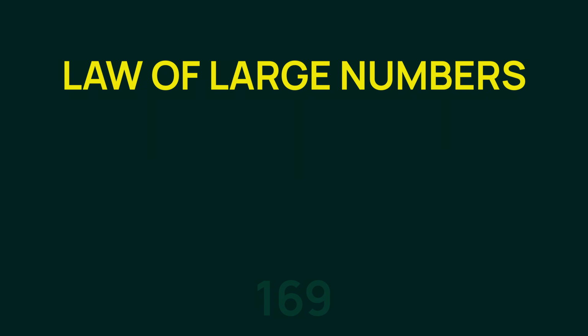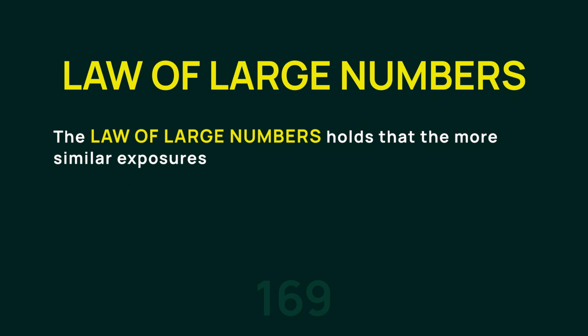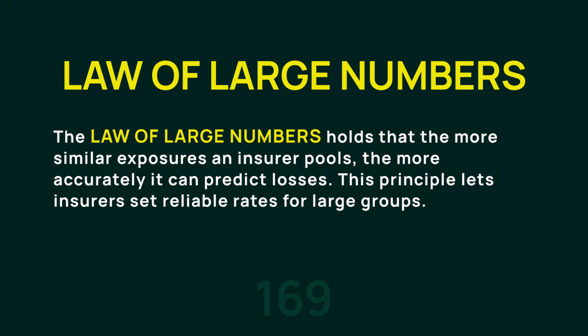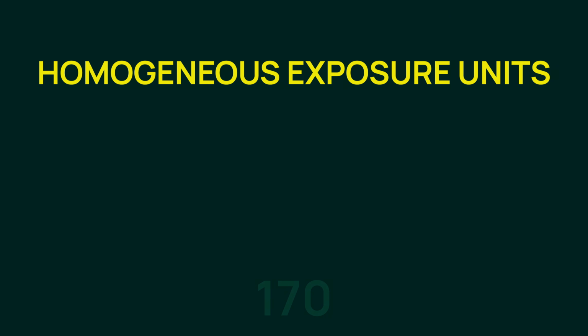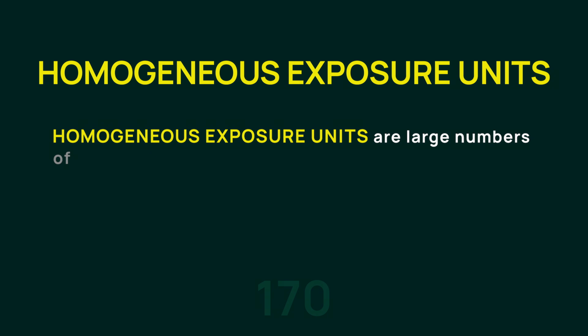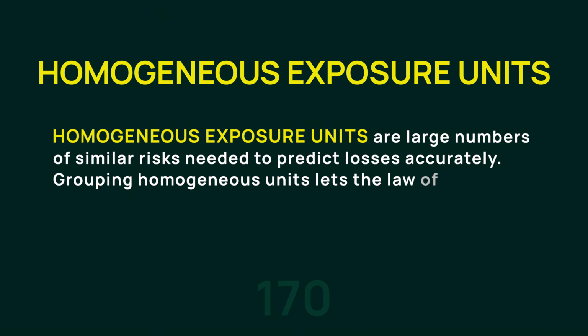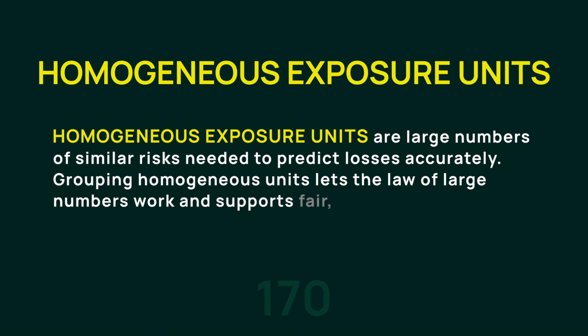Law of large numbers. The law of large numbers holds that the more similar exposures an insurer pools, the more accurately it can predict losses. This principle lets insurers set reliable rates for large groups. Homogeneous exposure units. Homogeneous exposure units are large numbers of similar risks needed to predict losses accurately. Grouping homogeneous units lets the law of large numbers work and supports fair, stable pricing.